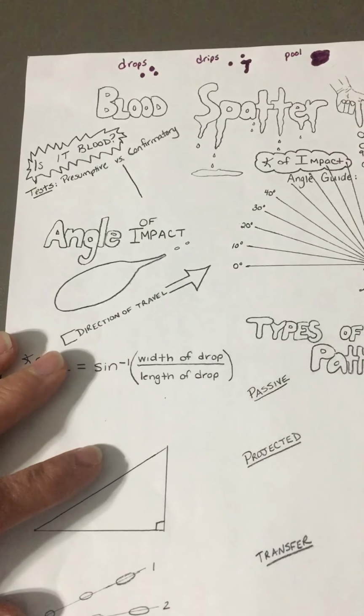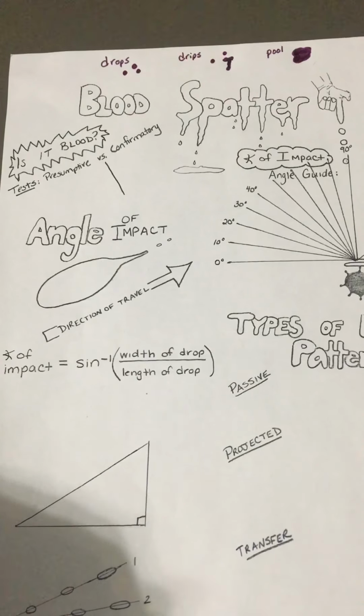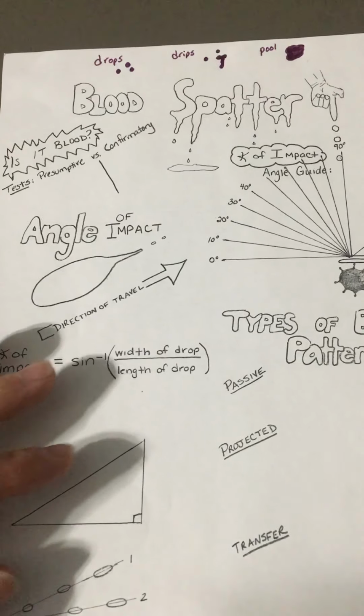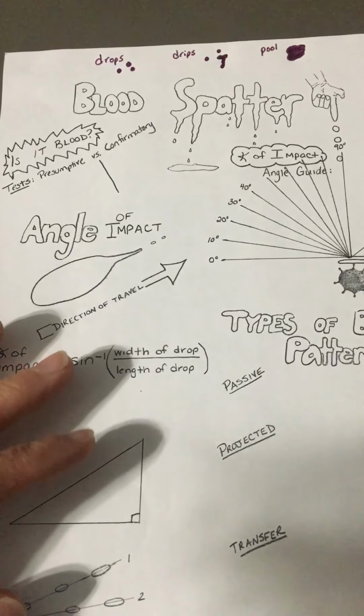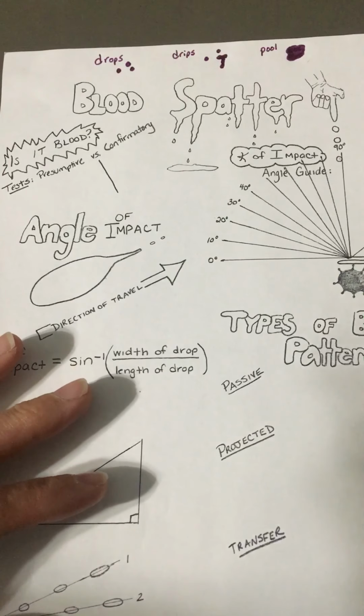And you'll notice that this is a doodle note. This is the way I actually do it in class. It's sort of fun to draw these patterns of blood drops that develop.